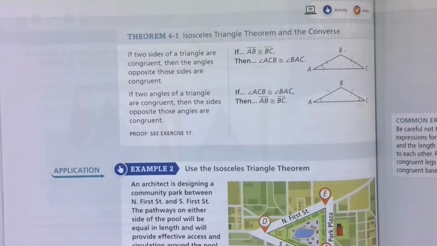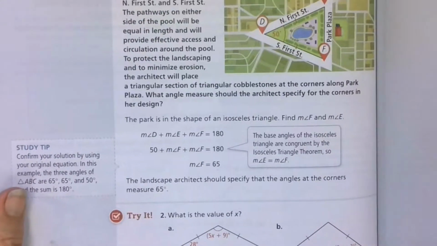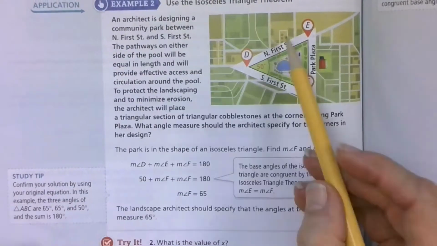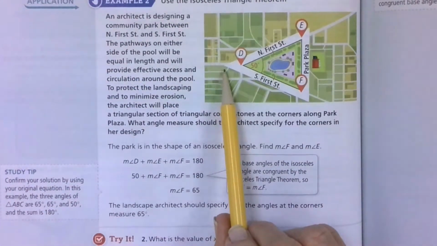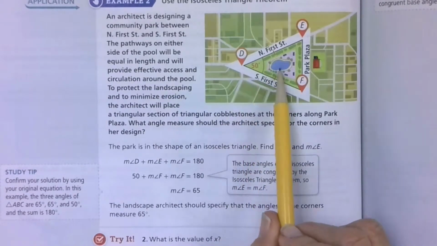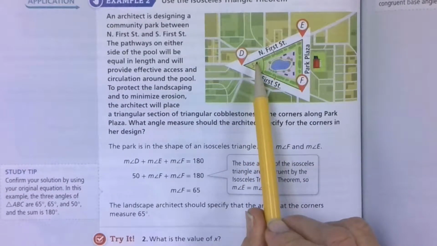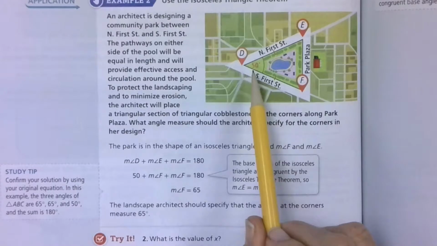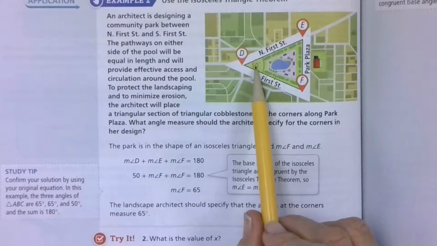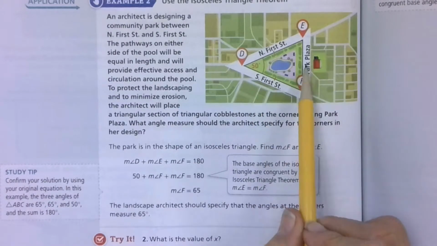Then they give us an example of a problem here where we're told that this street length is congruent to this street length. And they're doing some city planning here. They've got a pool. They need to control erosion and put a cobblestone path in each of these corners. We know this one is 50 degrees. So what are the other two?